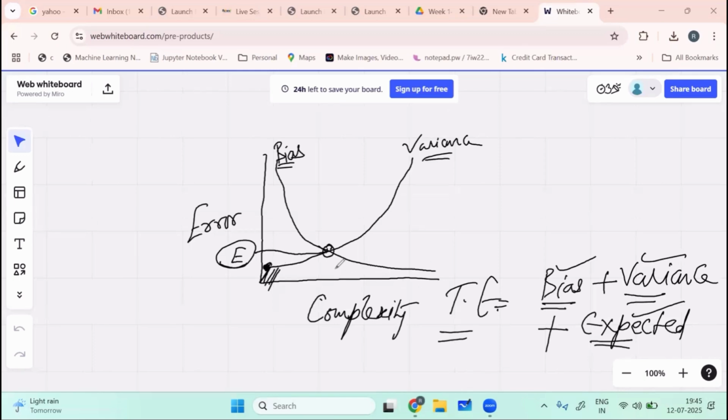But these situations are very idealistic. Model complexity is very low, so the variance part is less, obviously, but bias would be very high. So this is also less observable. What is observable is this part which we should see. This is the total error.